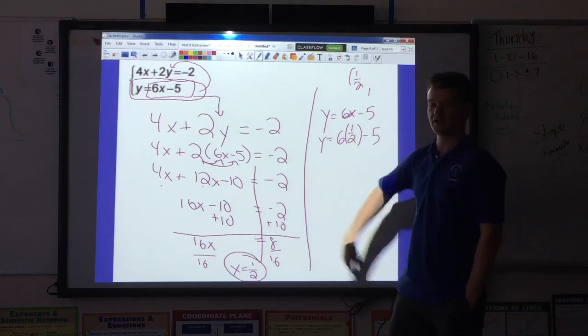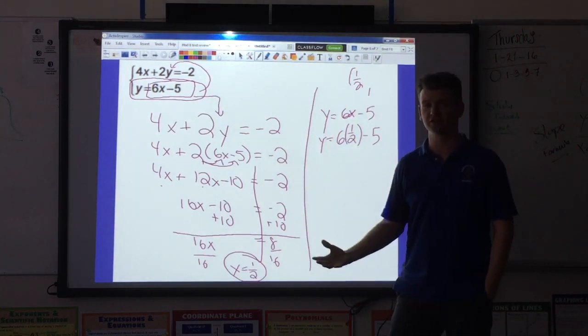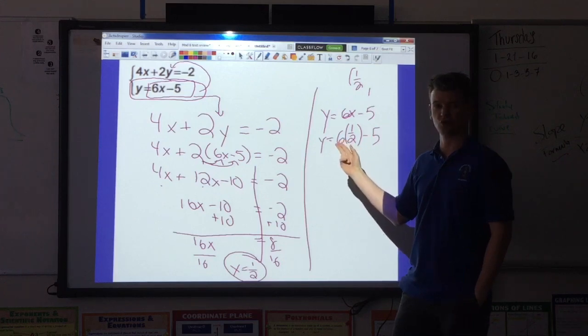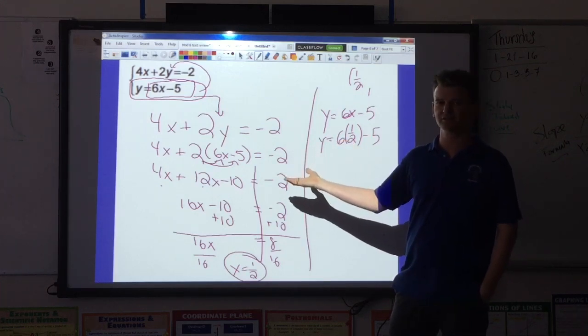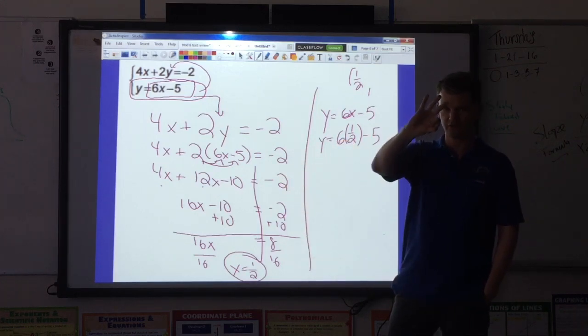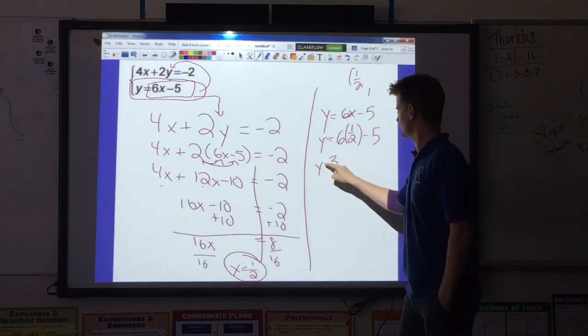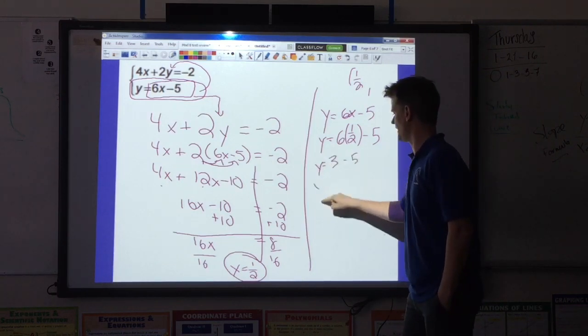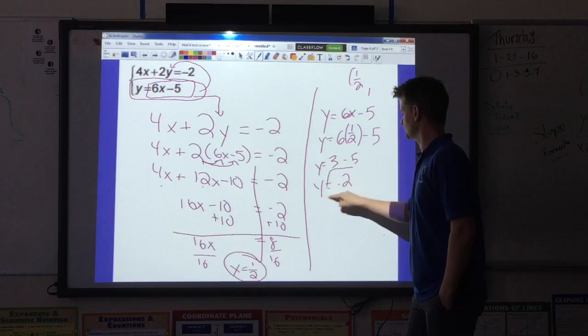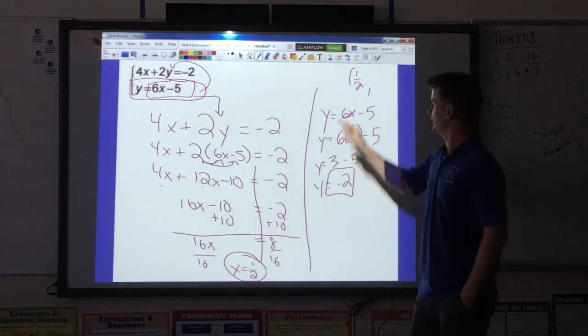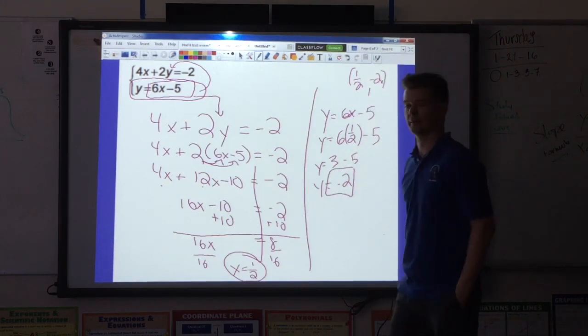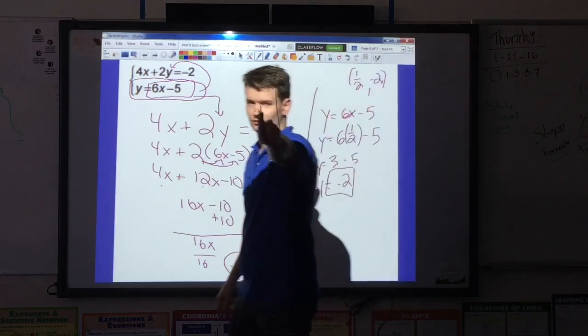This multiplication is not as easy, not as hard as it looks. What is 6 times 1/2? Well, what's half of 6? That's right, 3. So y equals 3 minus 5. You combine your terms, y equals negative 2. That's the other half of the answer. 2 down, 1 to go.